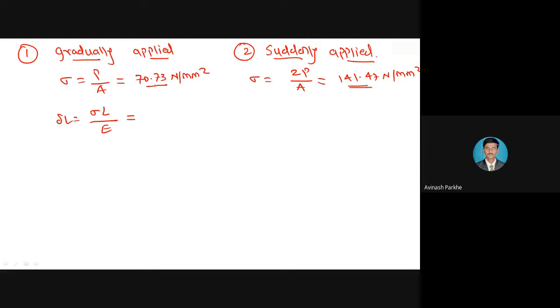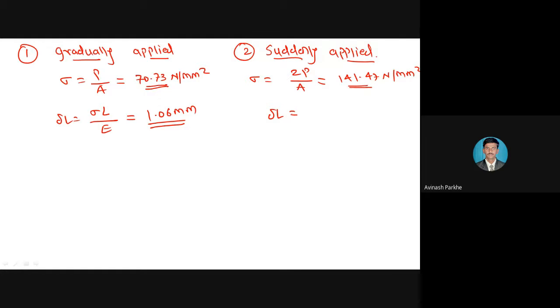If I compare both the answers, the stress due to suddenly applied load is maximum compared to the stress due to gradually applied load. Do the calculation. Sigma is equal to P upon A and sigma is equal to 2P upon A. What will be the elongation for the gradually applied load? Elongation for the gradually applied load is 1.06 mm. Delta L is equal to 1.06 mm for the gradually applied load.